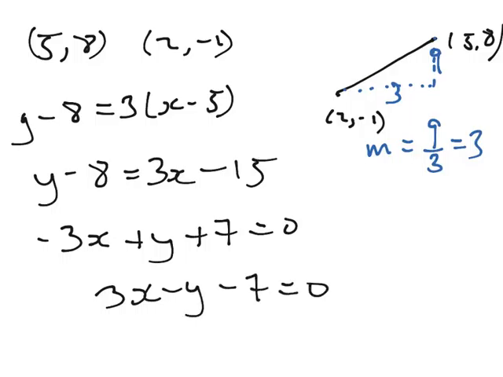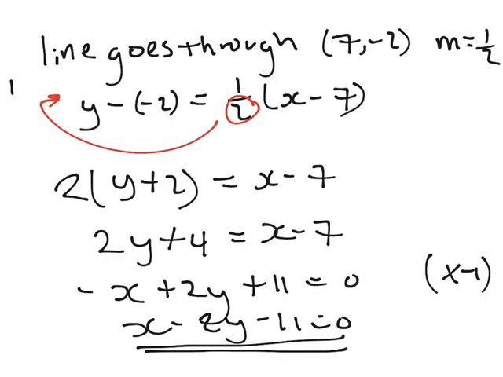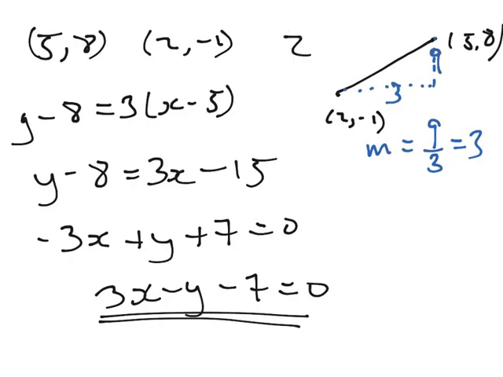There we go, two methods for finding the equation of a line. This one here is the point gradient method. This one here is 2 points. And for the second one, we just find the gradient first.